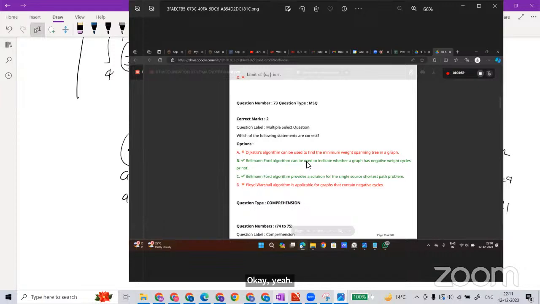Dijkstra algorithm can be used to find the minimum weight graph. Because it cannot handle a negative weight cycle, it cannot be used, right? The reason is, it is not even about negative here. It is used for the minimum weight spanning tree or shortest path. The only criterion is that the weight of the edges should not be negative, but it is used for the shortest path.